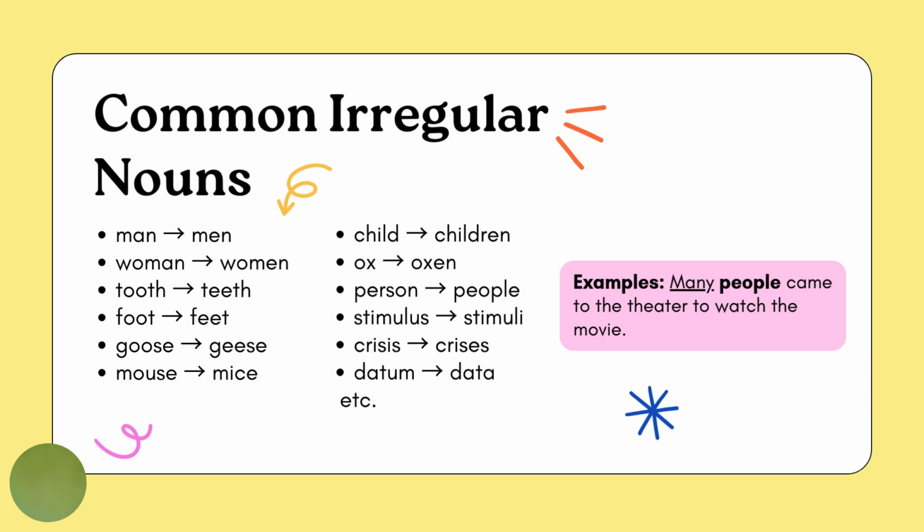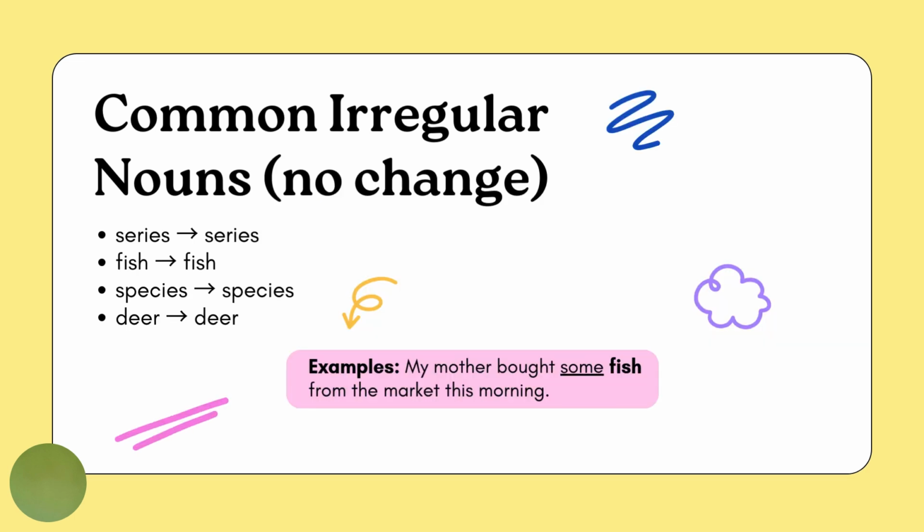Okay. The example, many people came to the theater to watch the movie. You see here there is the word many. Many means yeah more than one, of course. That's why you will use plural form, right? Now the plural of person is people. So many people, not many person. Okay, that's how you use irregular noun.